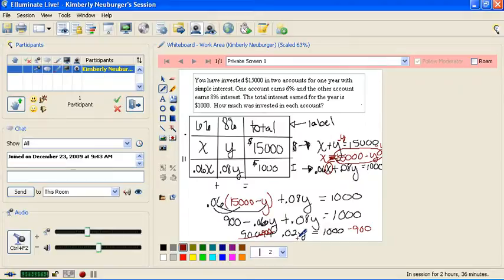These cancel and I end up with 0.02y equals 100. And now if we divide both sides by 0.02, we will find out that, and I'm going to write it over here, I ran out of room, y equals $5,000. So that means that we invested $5,000 into this account, and if we only had $15,000 to invest, there was $10,000 left for this account. So that is one way to deal with solving this.